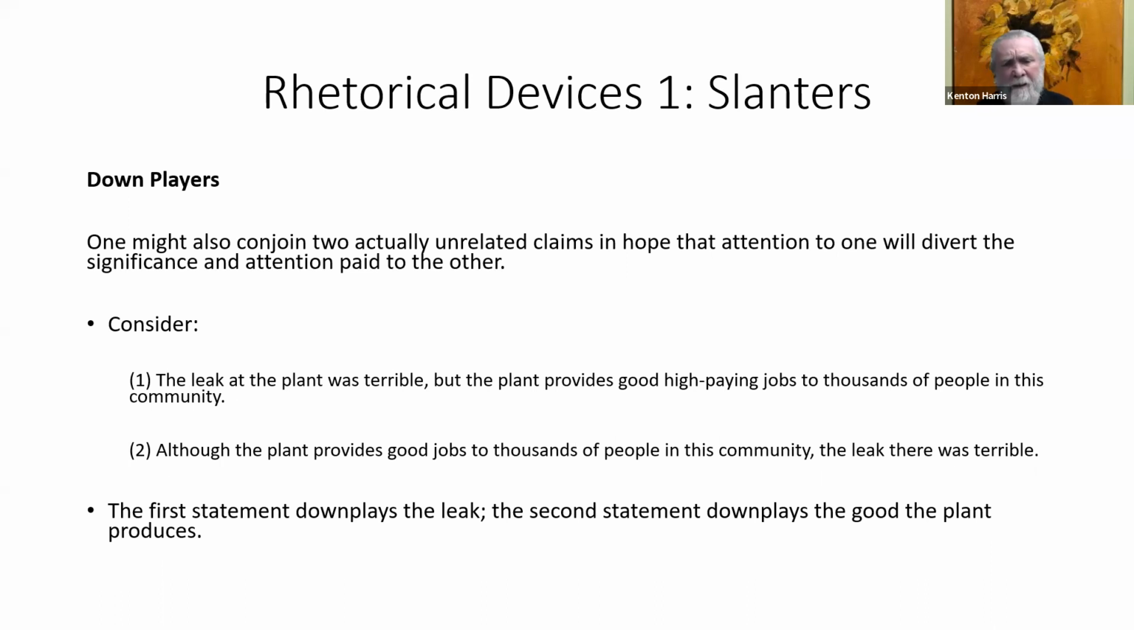Or consider, the leak at the plant was terrible, but the plant provides good, high-paying jobs to thousands of people in the community. Conversely, I might say, although the plant provides good jobs to thousands of people in the community, the leak was terrible. So which is acting as a downplayer on the other depends on how it's been framed, what's put first, and what the point of contrast was. So again, here I'm conjoining two unrelated claims in a hope that attention to one will divert the significance and attention paid to the other.